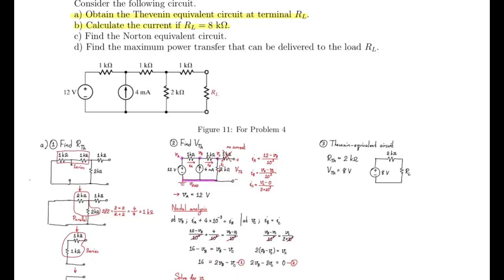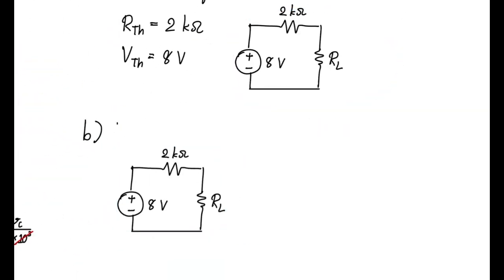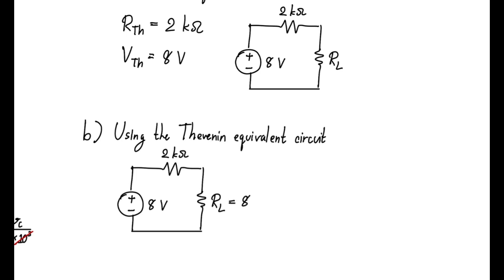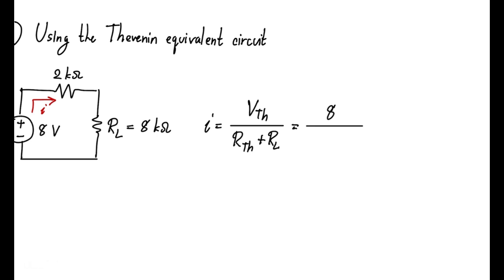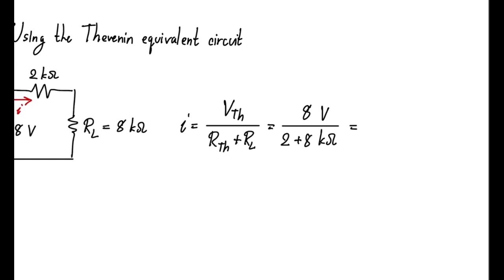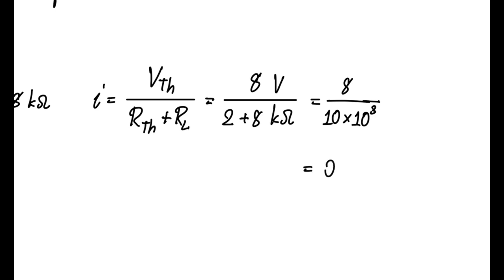B. Calculate the current if the load resistance is equal to 8 kΩ. By using the Thevenin equivalent circuit obtained from Part A, we can find the current by simply using Ohm's law. The voltage is equal to the Thevenin voltage, which is 8 volts, and the resistance is equal to the Thevenin resistance, plus the load resistance, which equals 2 kiloohms plus 8 kiloohms. Finally, we get that the current at the load is equal to 0.8 milliamps.